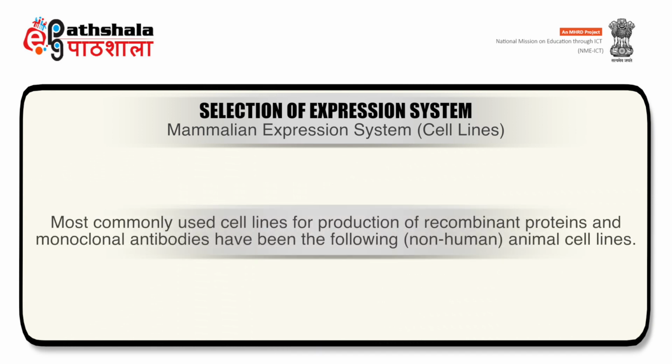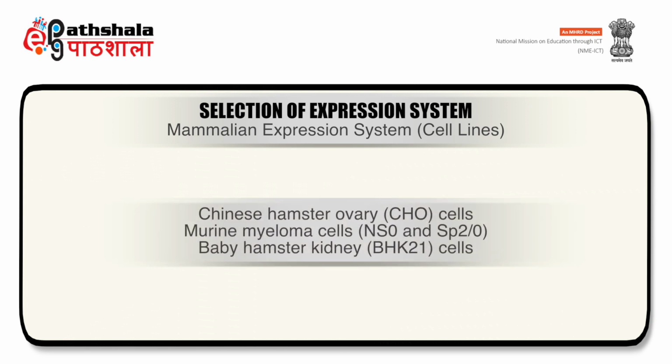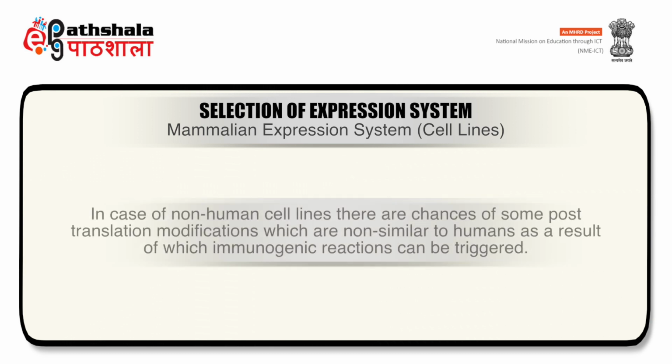The most commonly used cell lines for the production of recombinant proteins and monoclonal antibodies have been the following animal cell lines. Their capability of high productivities, optimized protocols, and ease of handling has led to their widespread acceptance and use by the biopharmaceutical industry. Some of the cell lines used are Chinese hamster ovary cell lines, murine myeloma cell lines, and baby hamster kidney cells. In the case of non-human cell lines, there are chances of some post-translational modifications which are non-similar to humans, as a result of which immunogenic reactions can be triggered.